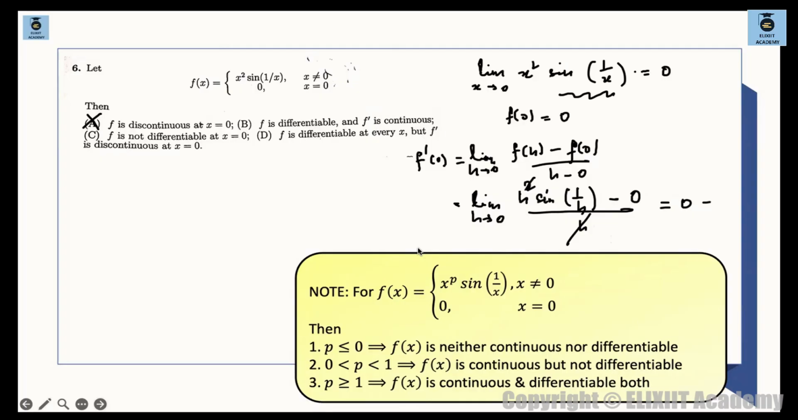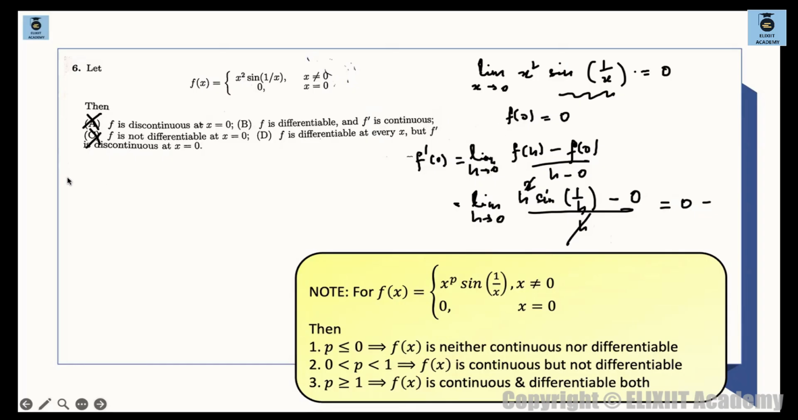ठीक है, फंक्शन डिफरेंशिएबल है. तो C भी रॉन्ग हो गया, देखो, या तो B होगा नहीं तो D होगा. C is also wrong because function is differentiable at 0. ठीक है, now बोल रहा है कि we have to see whether f dash is continuous or not.